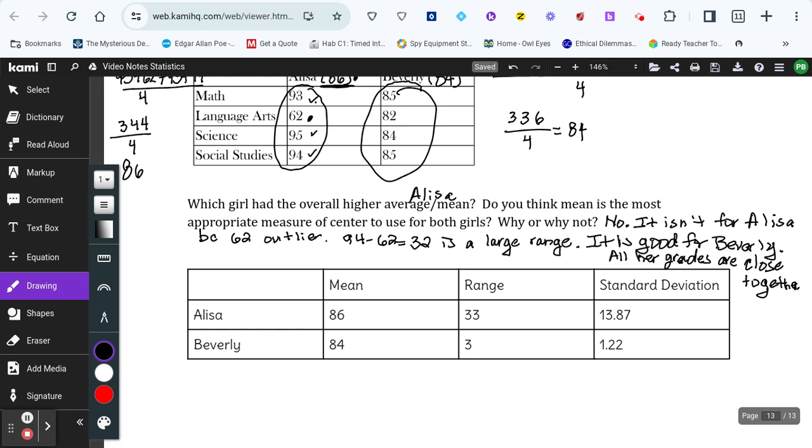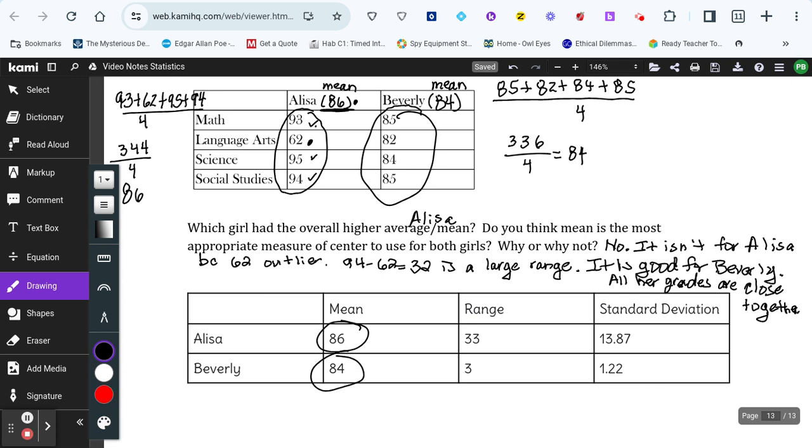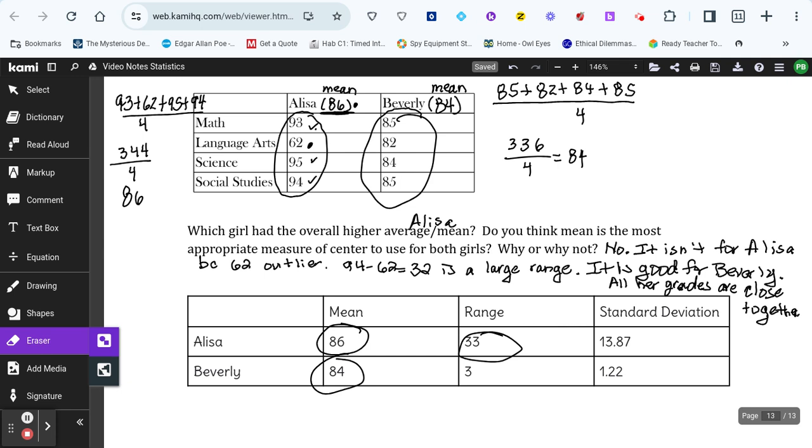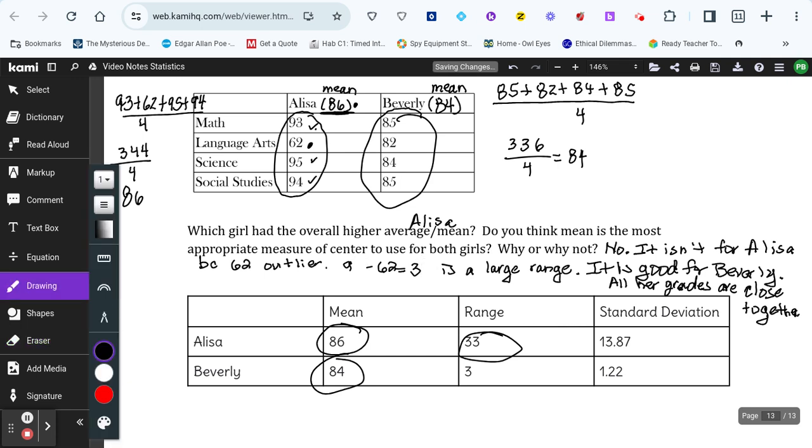And I also had this. I already calculated the mean. The mean was 86 for Alyssa. The mean was 84 for Beverly. The range of Alyssa's was 30. I had 33. Okay, because I did 94. No, it's 95. It's 95 minus 62. I didn't realize I had that down there because I made these notes a week ago.